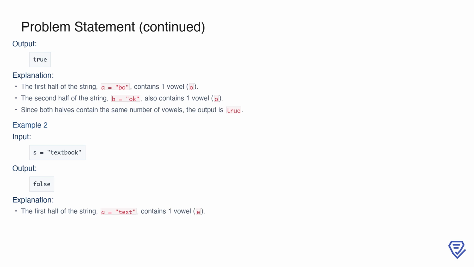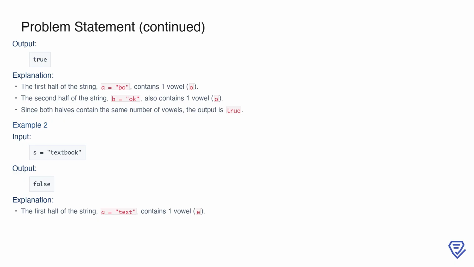First, consider the input S equals book. Splitting it into two halves gives A equals bo and B equals ok. The first half contains one vowel, which is O, and the second half also contains one vowel, which is again O. Since both halves have the same number of vowels, the function should return true.